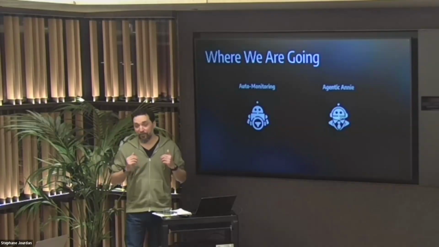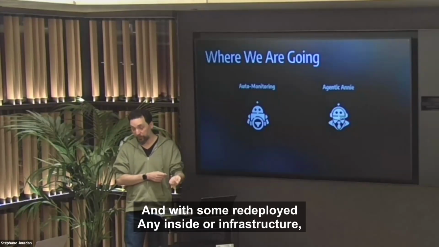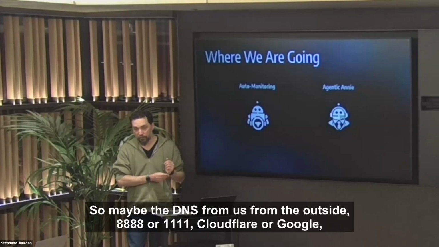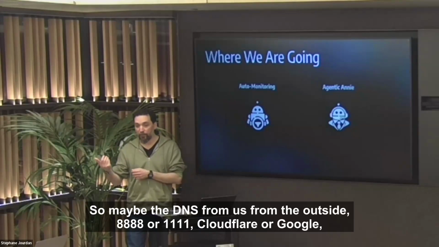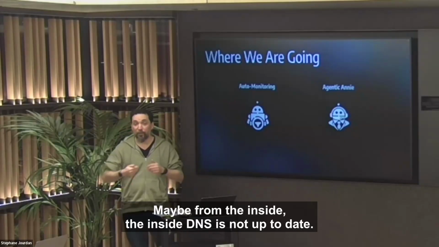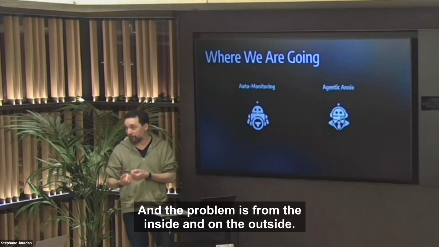And with a redeployed Annie inside your infrastructure, she can also double check from the inside what can happen. So maybe the DNS from the outside, 8.8.8.8 or 1.1.1.1, Cloudflare or Google, is okay from the outside, but maybe from the inside DNS is not up to date, and the problem is from the inside and not the outside, that sort of stuff.